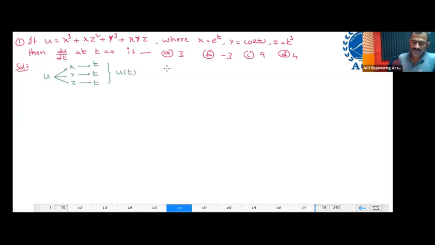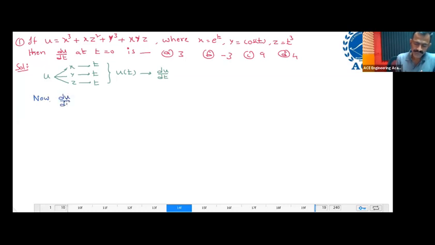U is a function of t. So the derivative is du by dt. That's why it is a total derivative only. Now from this diagram we write the formula.